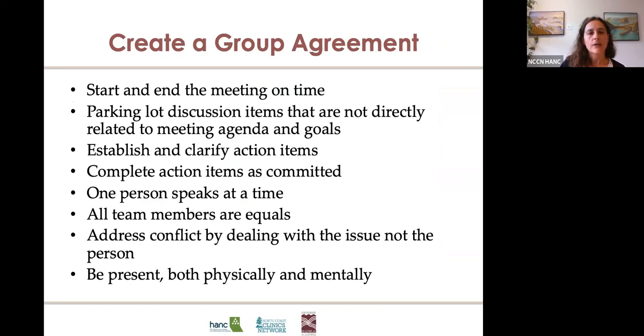So in figuring out how you're going to approach the roles at the meetings, one of the very first steps when first bringing a team together is creating a group agreement. Some folks may know this as setting ground rules, or there's other terms for this strategy. A lot of times I've seen in meetings that ground rules get set at the beginning and then everyone forgets them, or they never get referenced again.